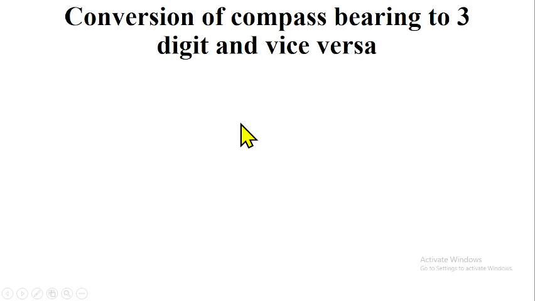So the next thing we are going to be doing is how we can convert from compass bearing to 3-digit bearing, and how we can convert from 3-digit bearing to compass bearing. So we are going to see conversion of bearing from 3 digits to compass and from compass to 3 digits. This comes up a lot in objective questions, whether JAMB, NECO or WAEC. So they can ask you to convert from one bearing to the other.